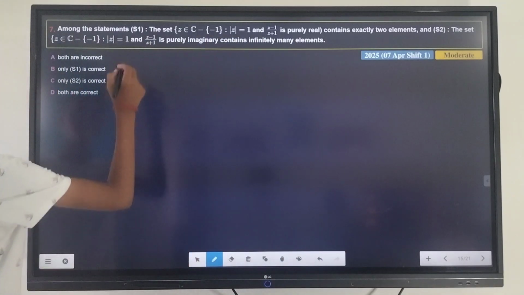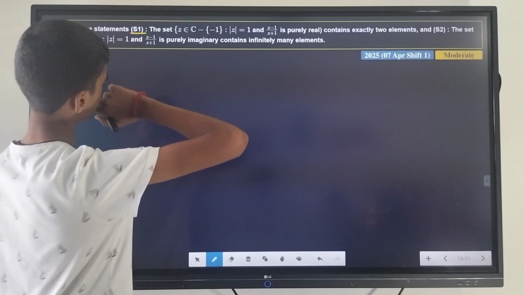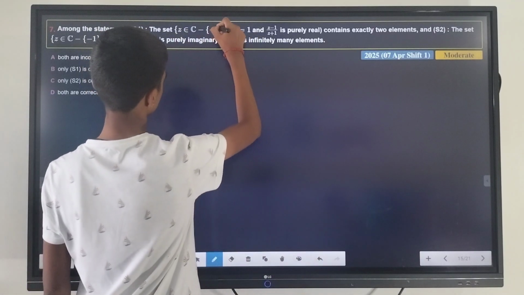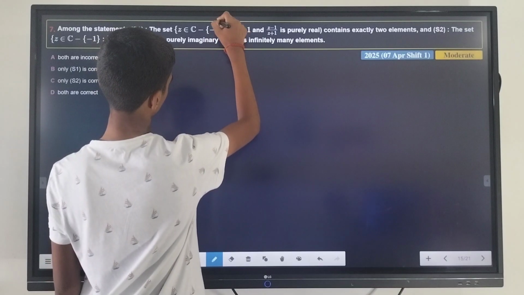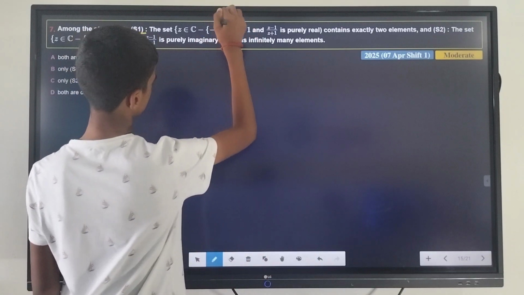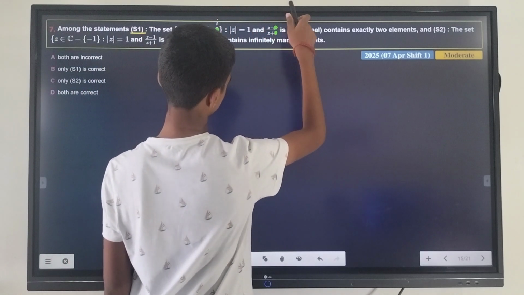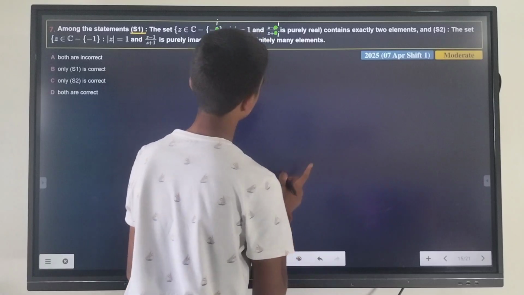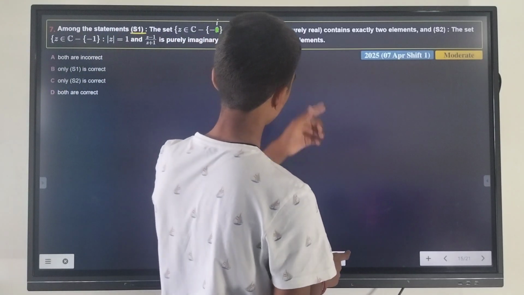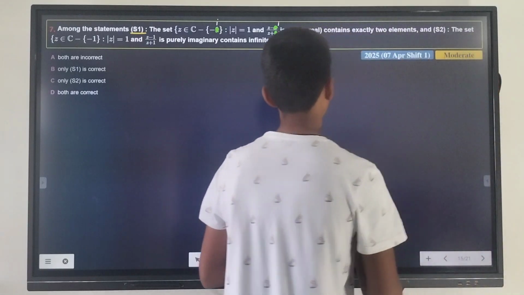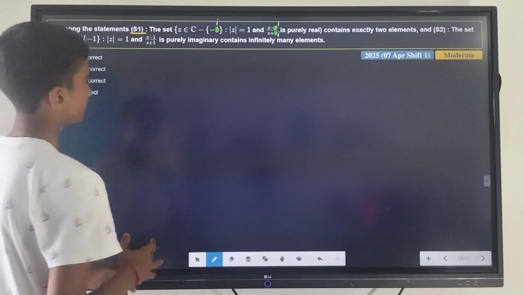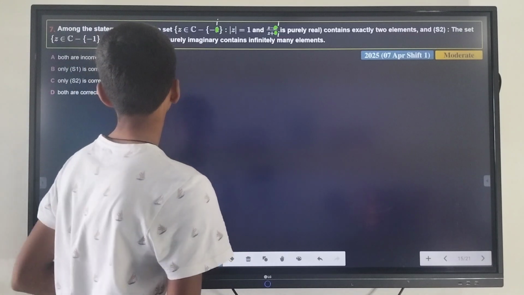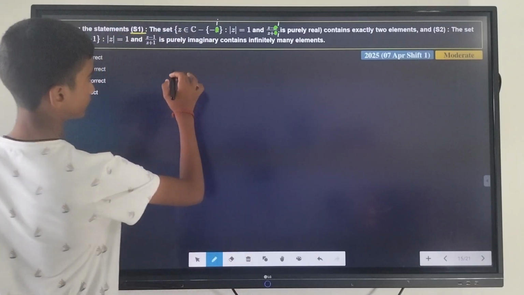This time our question says, among the statements S1, the set Z belongs to C minus iota, minus of iota, and here also these are iota, z minus iota upon z plus iota is purely real, contains exactly 2 elements, and statement 2 says this set is purely imaginary, contains infinitely many elements. So first let's move to statement 1.